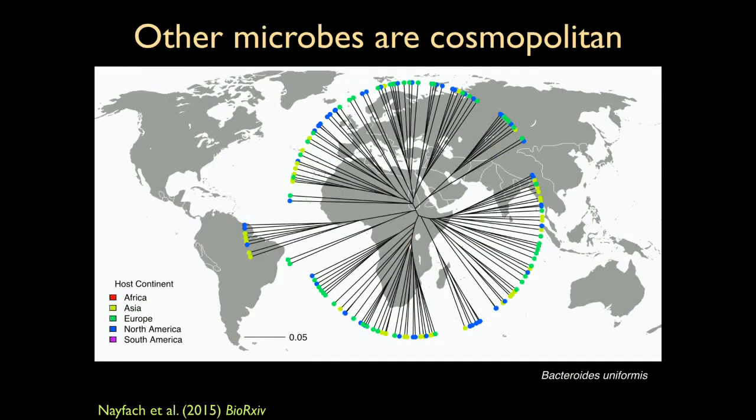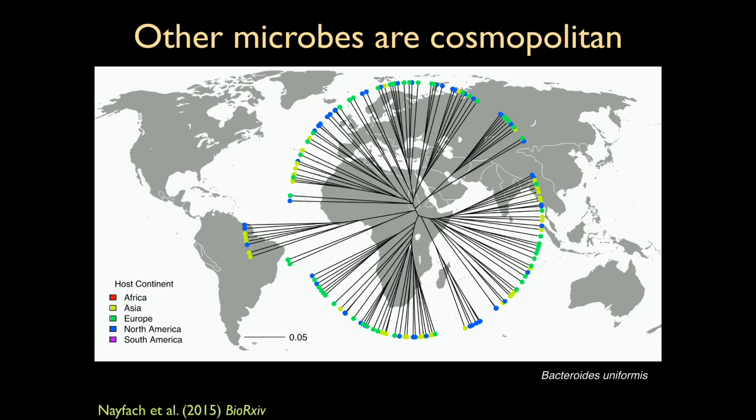In contrast, this other bacterium, Bacteroides uniformis, has a star-like phylogeny. It doesn't matter where you are in the world. You could have a strain right now in your body that's the closest person's strain in the whole world is in China. And it was not found, however, in the individuals in Peru and Tanzania. So this thing gets around, but only in the industrialized countries.